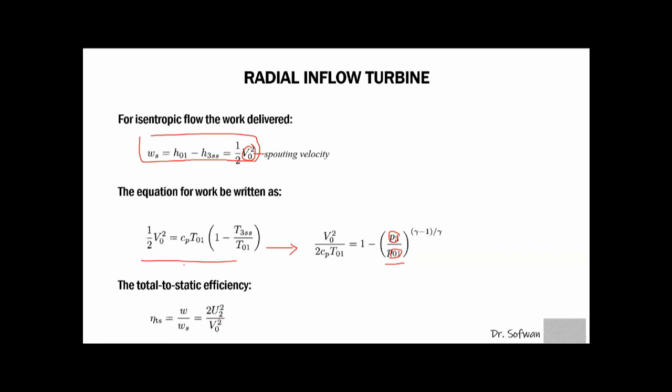Now we have another expression for work delivered by a radial inflow turbine, and also another expression for total to static efficiency. But this expression can only be used for isentropic flow condition. It's not a general expression that can be used all the time.